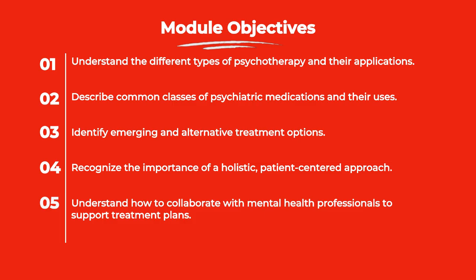By the end of this module, you will be able to understand the different types of psychotherapy and their applications, describe common classes of psychiatric medications and their uses, identify emerging and alternative treatment options, recognize the importance of a holistic, patient-centered approach, and understand how to collaborate with mental health professionals to support treatment plans.